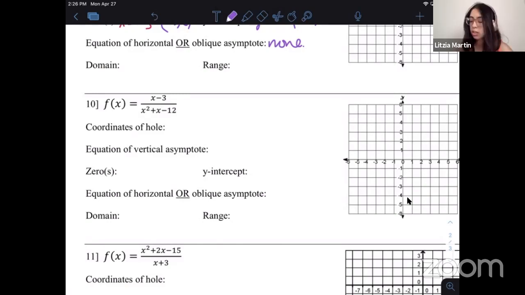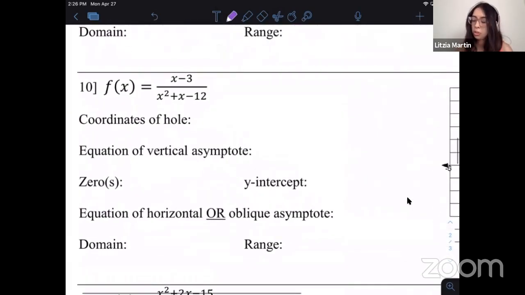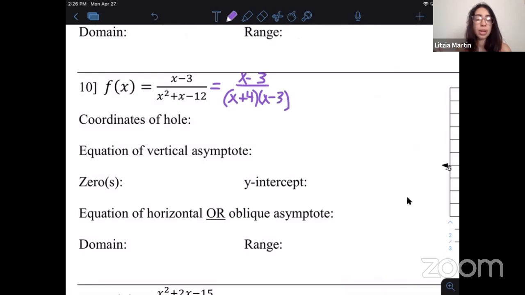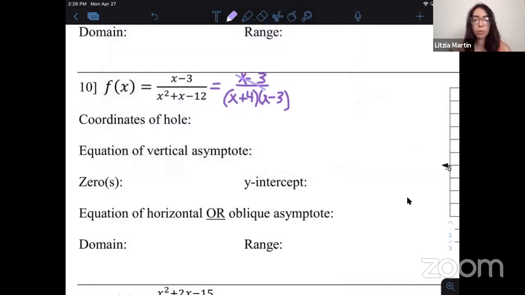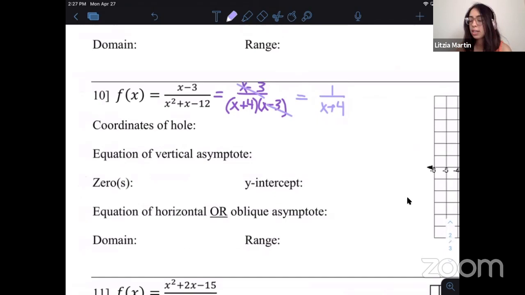Yeah, so let's look at number 10. So again, we're just going to go through and factor this. So we're going to have x plus 4 and x minus 3 at the bottom. So it's similar, but not the same. X minus 3, they're both going to cancel. So it does kind of eliminate that numerator, but it's still a rational function because it's still a fraction. So that's the difference between number 9 and number 10.